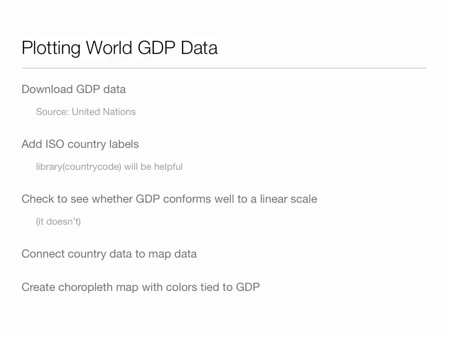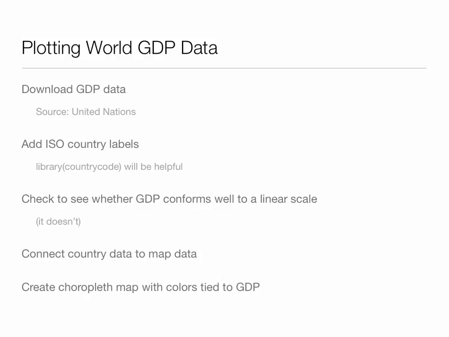After that, we're going to see whether GDP conforms well to a linear scale, and this matters when you're choosing your colors, because you need to figure out where the cutoffs are in your colors. If you choose a linear scale, but your data, when you line them up from the highest value to the lowest value, don't look linear, then the mapping isn't going to work very well. There won't be very many colors on the map, and it won't be very informative. Once we've done that, we're going to connect the country data to the polygons that make up the map, and then we'll create our map.